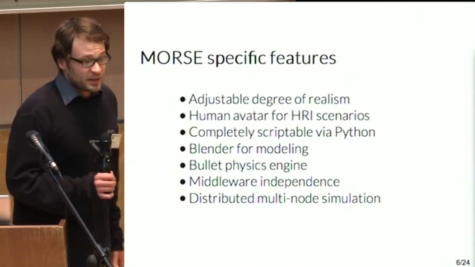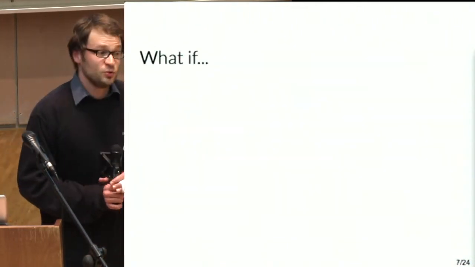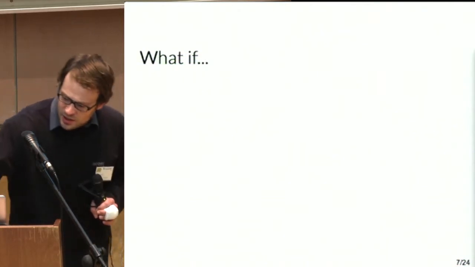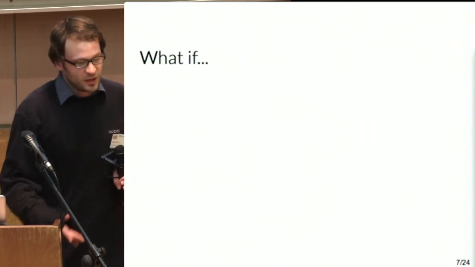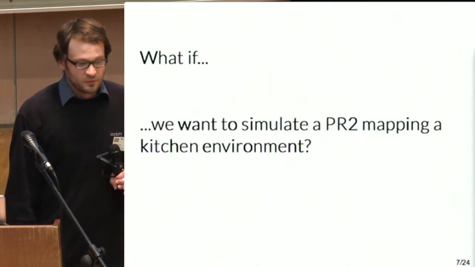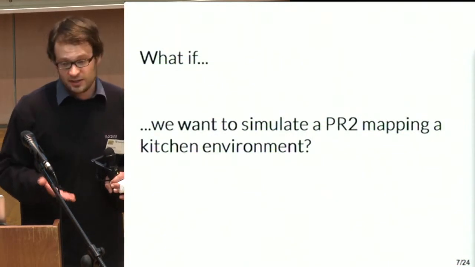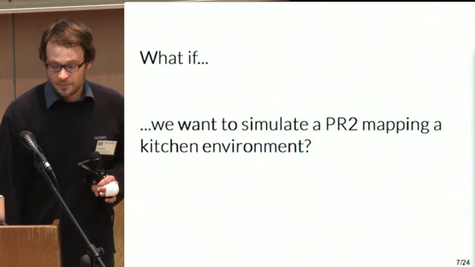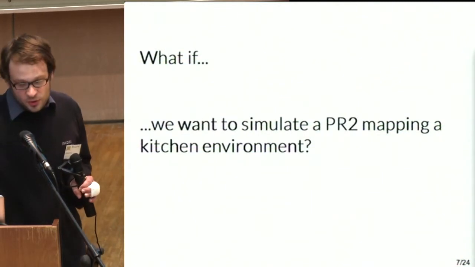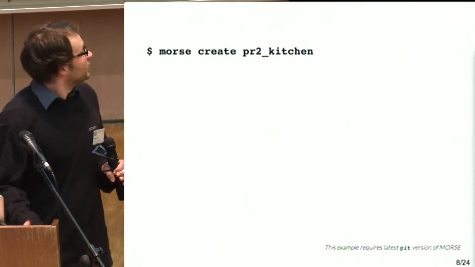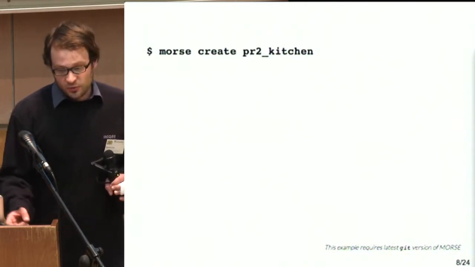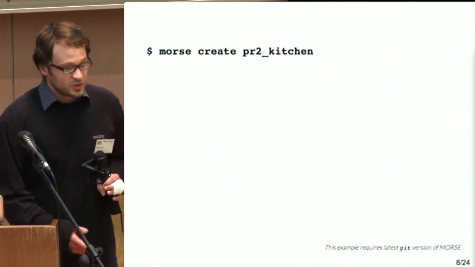So to give you an example of what you would have to do to get your simulation environment running with MORSE, let us imagine you would like to do mapping of a kitchen environment with our Pr2 robot, and I mean 2D mapping in this case. I want to show you what you would have to do on the MORSE side. The first thing to do is to choose a nice name. In my case, I chose pr2_kitchen, since it makes sense. Then just open the console and run morse create pr2_kitchen. MORSE takes care of the rest.